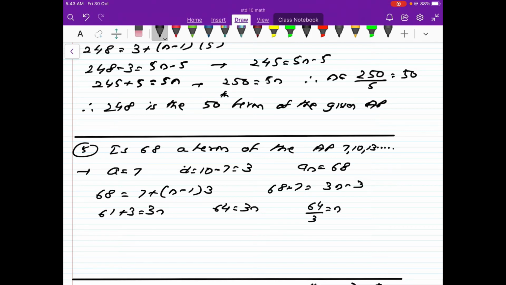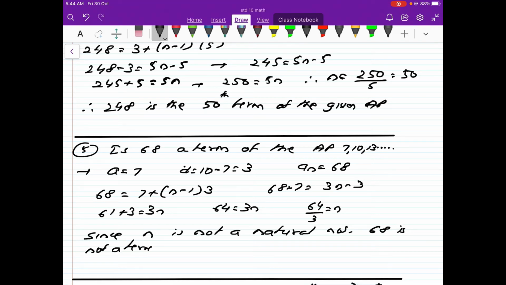So since n is a fraction, it cannot be a term. So we will say since n is not a natural number, 68 is not a term of the given AP. So we put that conditions.